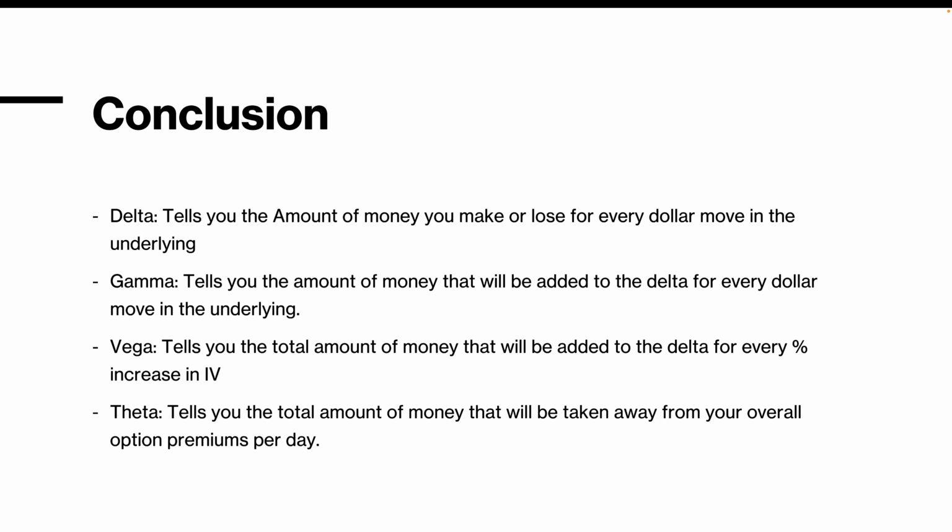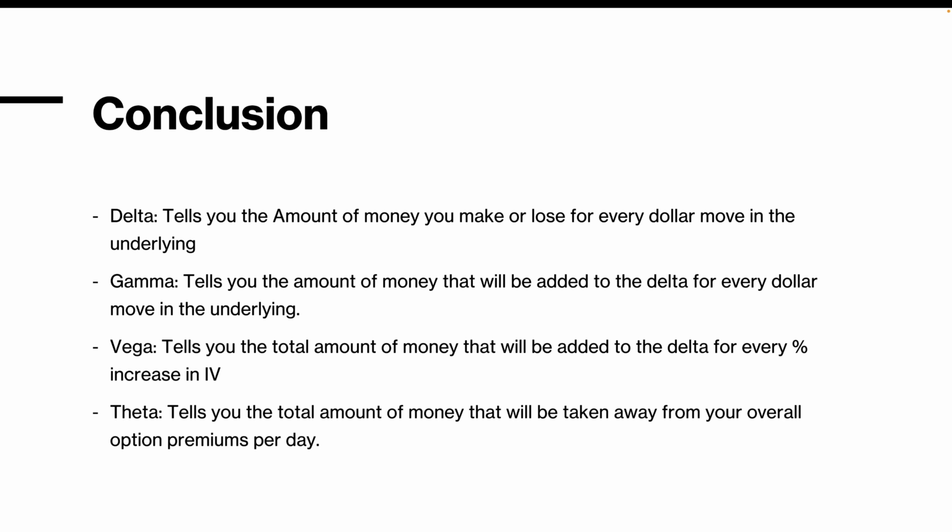Theta. Theta tells you the total amount of money that will be taken away from your overall options premiums per day. We already spoke about this. Theta decay for single date expiration options is going to be on a real-time basis. Every single minute you'll see the options deteriorate. In the money options deteriorate less compared to out of the money options because of the extrinsic value. There you go.